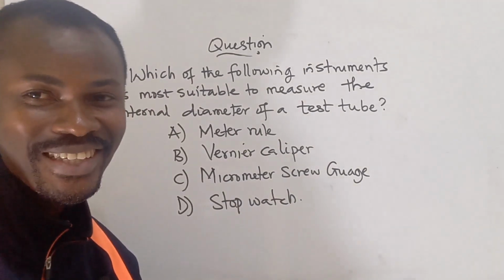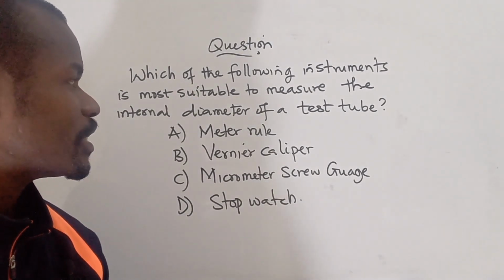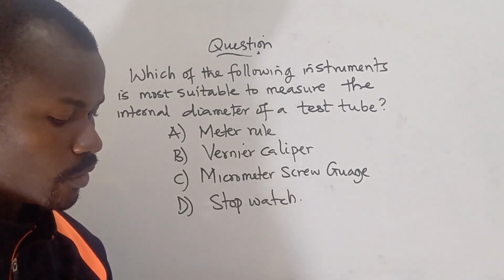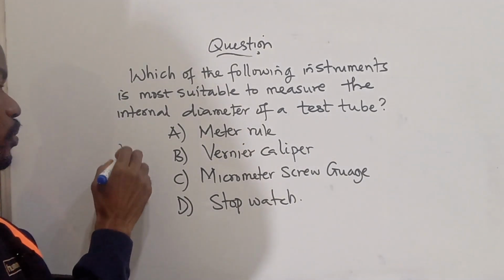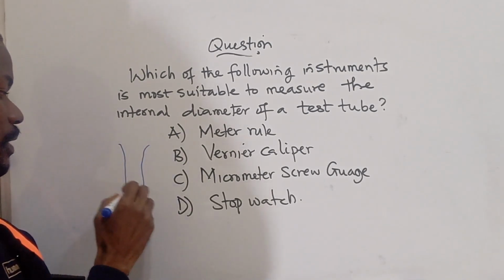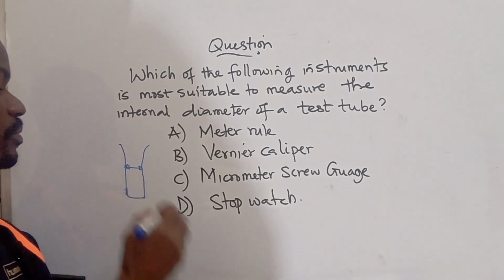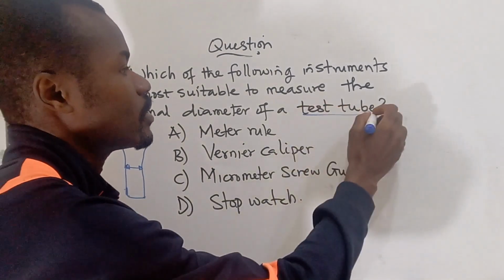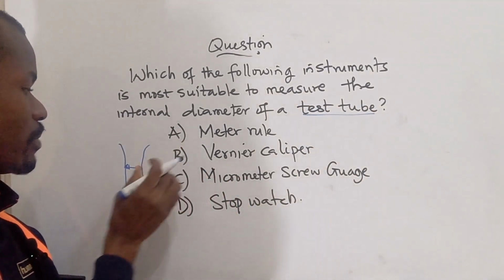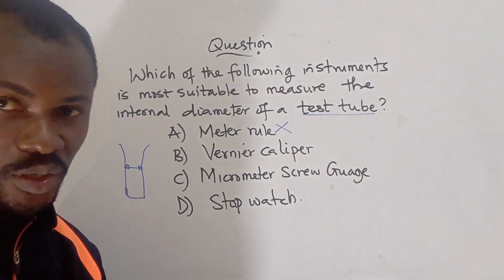Right, for the last question on this series, the 5th question, we have: which of the following instruments is most suitable to measure the internal diameter of a test tube? If we have a test tube, say a tube like this, I want to measure the internal diameter. The first thing is that with this test tube you cannot use a meter rule to measure the internal diameter. The meter rule is not going to work.